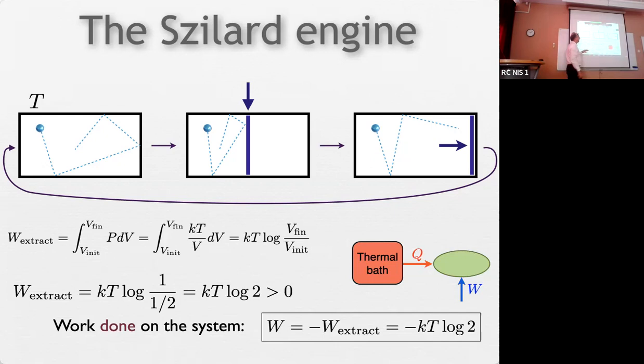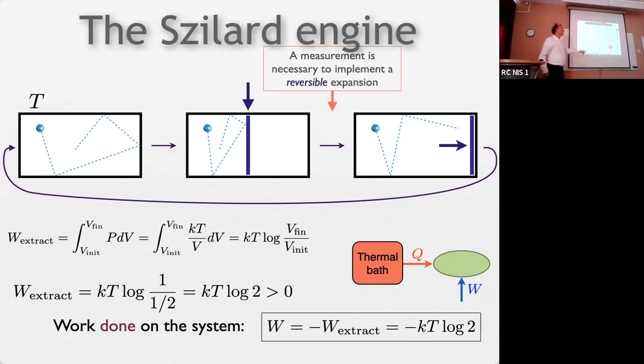One of the possible modifications is that you can assume that the demon has to measure here. Here the measurement is necessary. Why? Because to make this expansion reversible, you have to exert the force against the expansion. If you exert the force on the opposite side, then you do the opposite: you compress the gas instead of making an expansion. So if you don't measure, you cannot extract work.